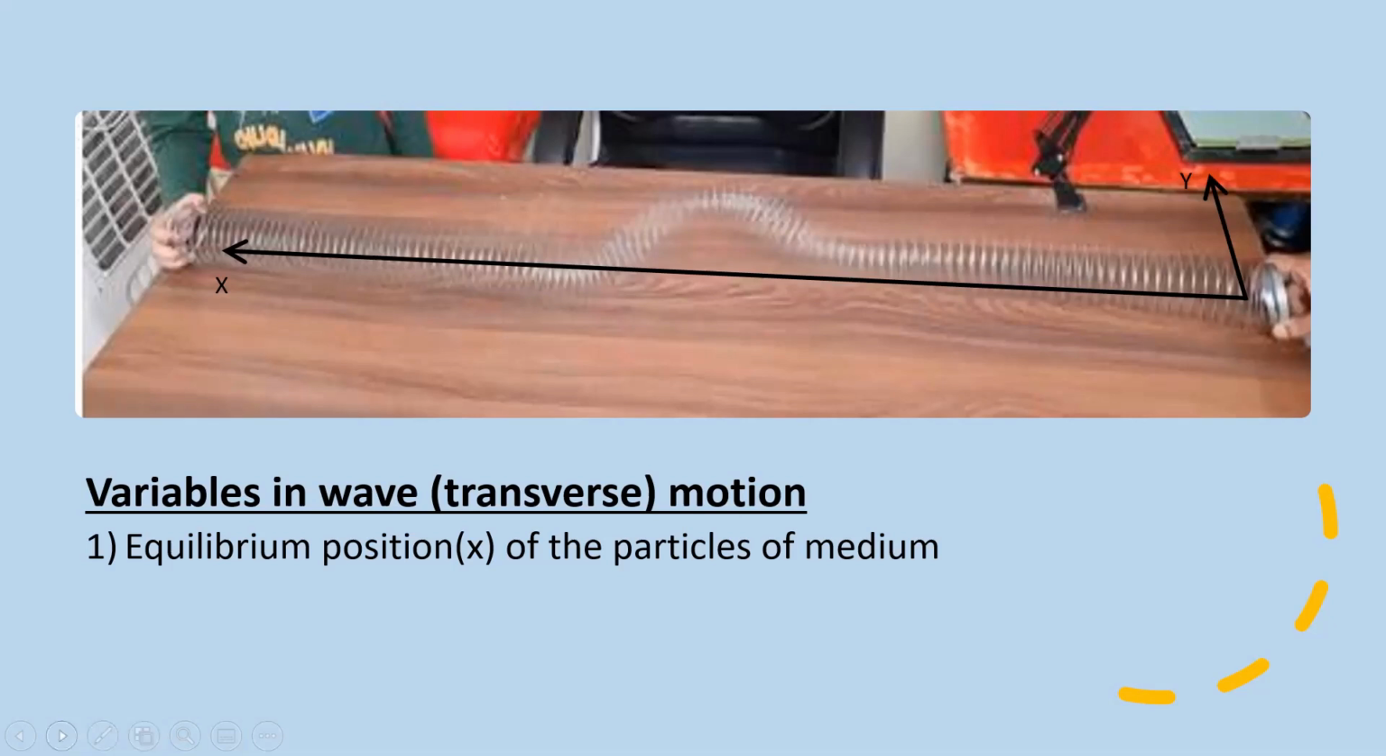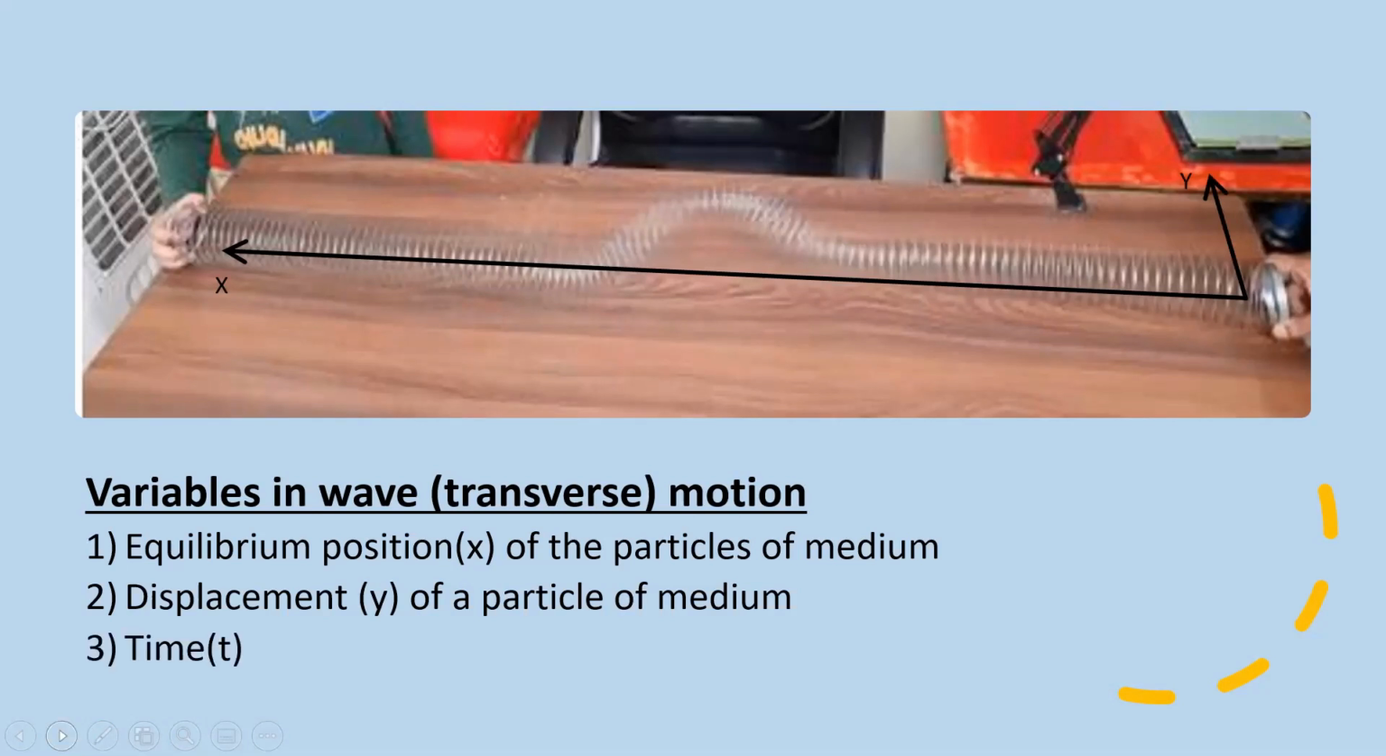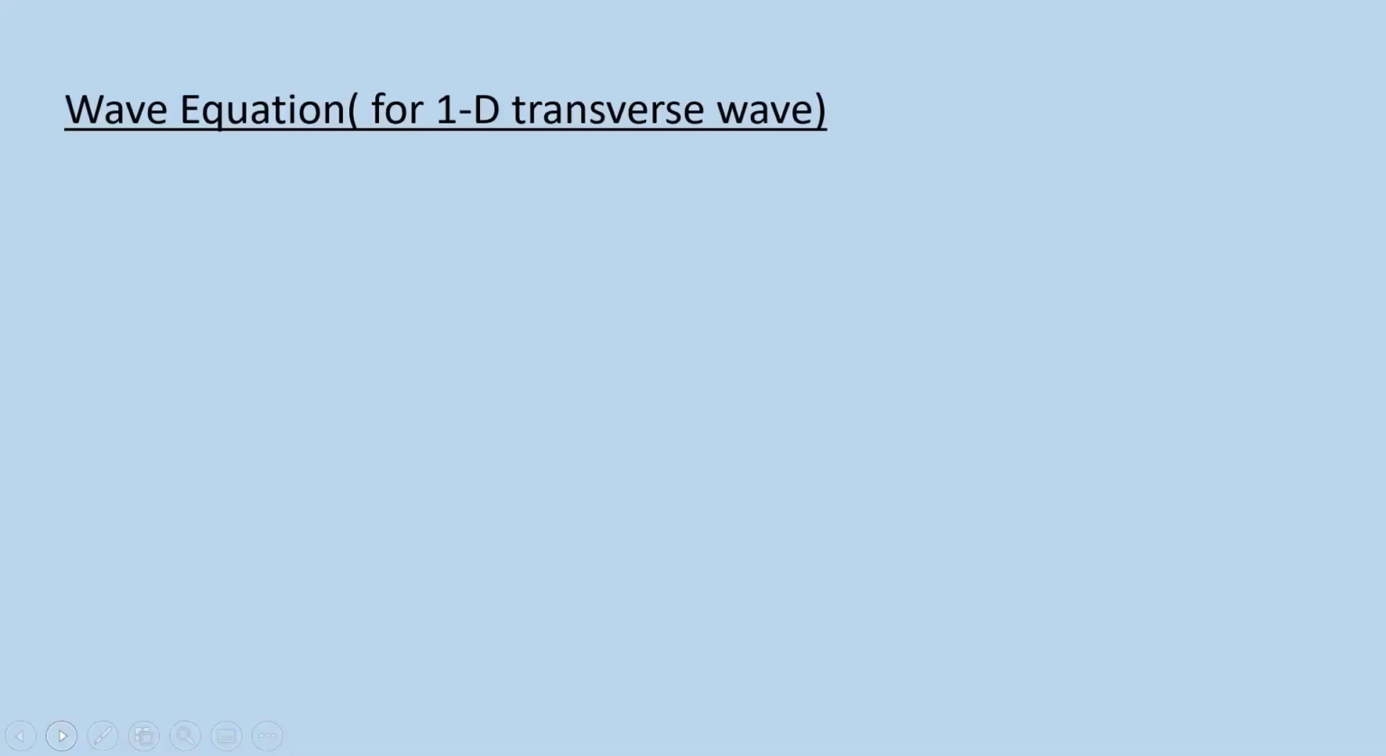So another variable is the displacement y of a particle of the medium, and of course in a wave motion this x and y vary with t. So we have another variable, time. Now, what is a wave motion?